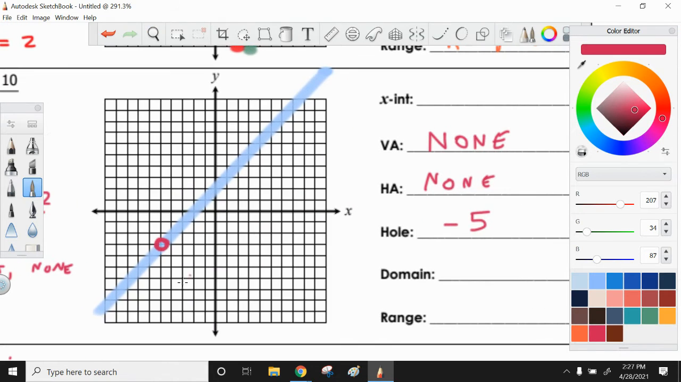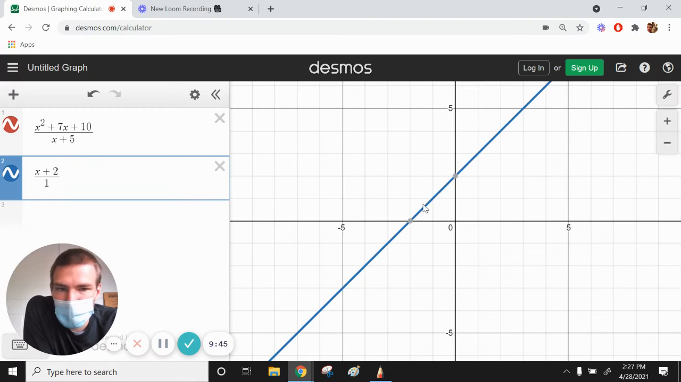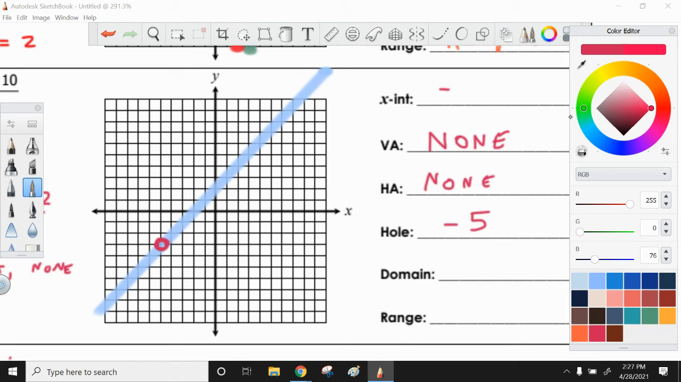Now we're pretty much ready to roll, right? X-intercept should be a piece of cake. X-intercept is right here, -2. Oh, pen's getting a little funky on me, guys. Sorry. -2, domain would be all real numbers, range would be all real numbers. But remember, the domain would be all real numbers x not equal to the hole, which would be negative 5.